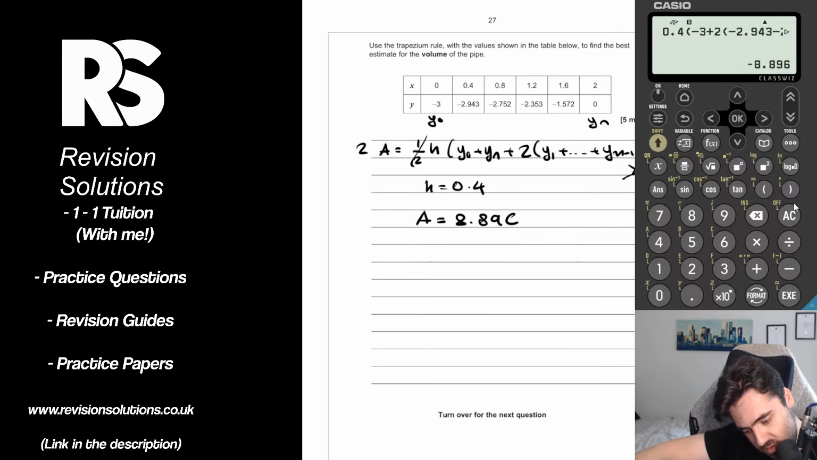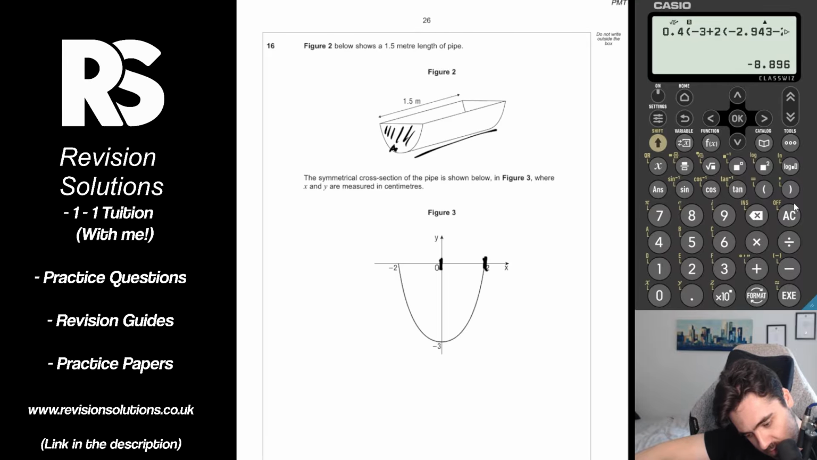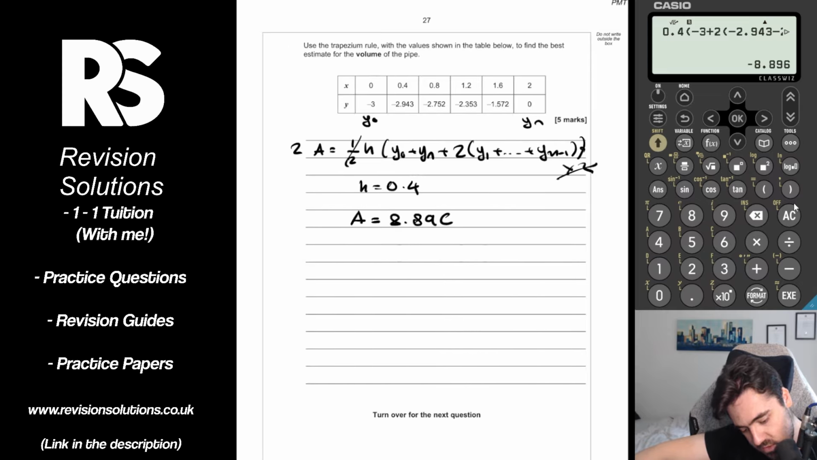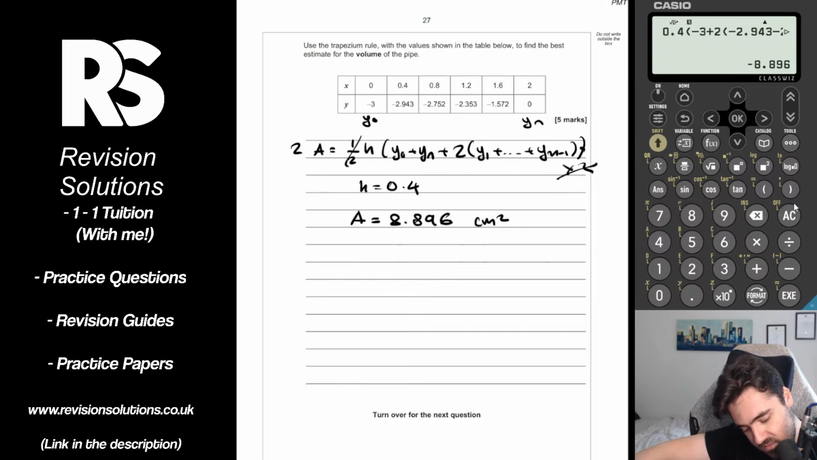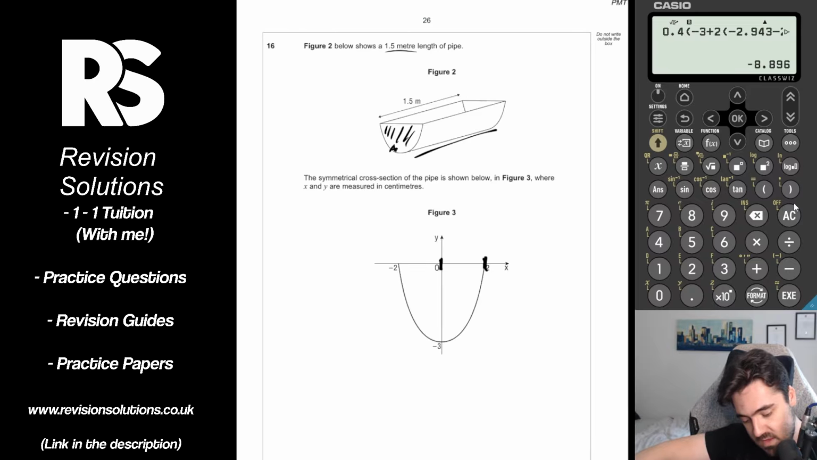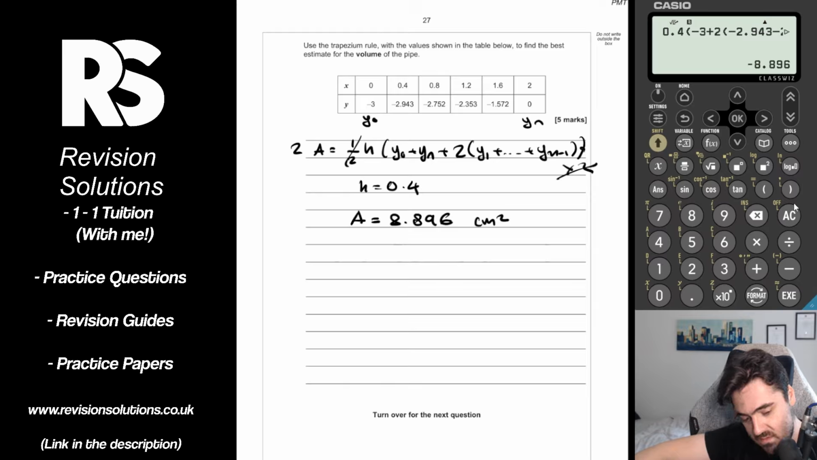And then what are the units of this? X and Y are measured in centimeters, so we have to watch out for that as well. That's 8.896 centimeters squared. So we need to convert that into meters if we want to use the 1.5. Or I suppose actually we could just convert this into centimeters. That would be easier, wouldn't it? Let's do that. So 1.5 meters is 150 centimeters.